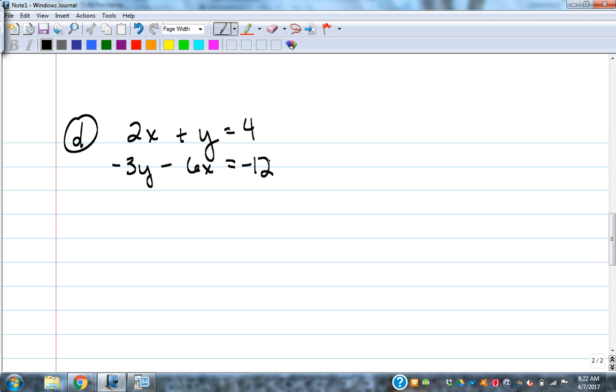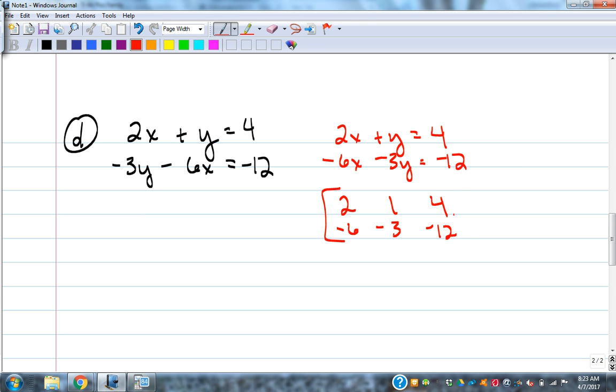All right, so 2x plus y equals 4. Negative 3y minus 6x equals negative 12. So I have to fix it first. The first one's in the right order. The second one needs to be negative 6x minus 3y equals negative 12. Remember, the first column's x, the second column's y, the third column's the answers: 2, 1, 4, negative 6, negative 3, negative 12.